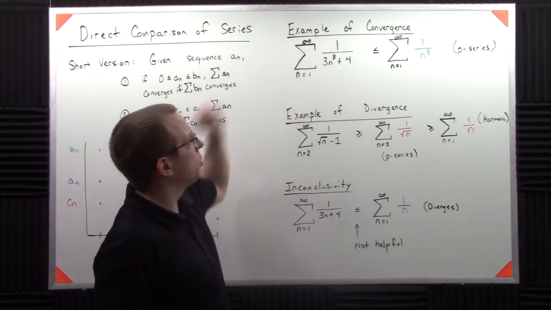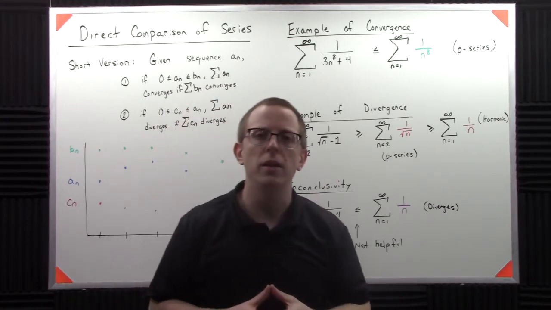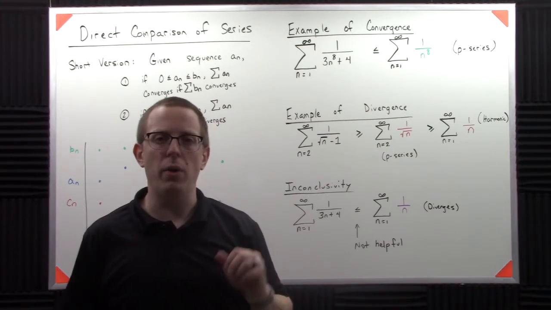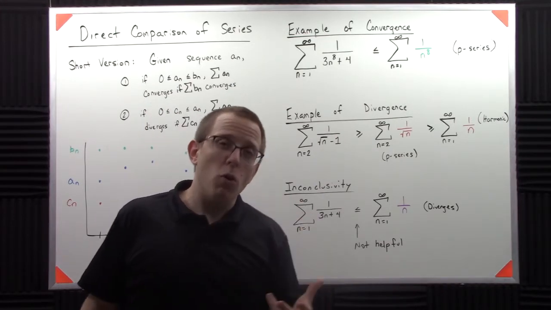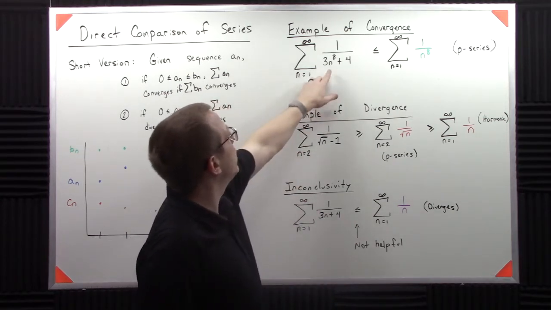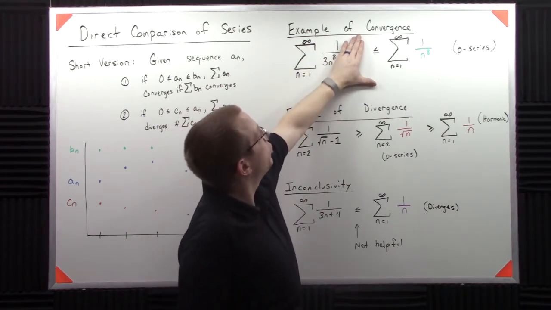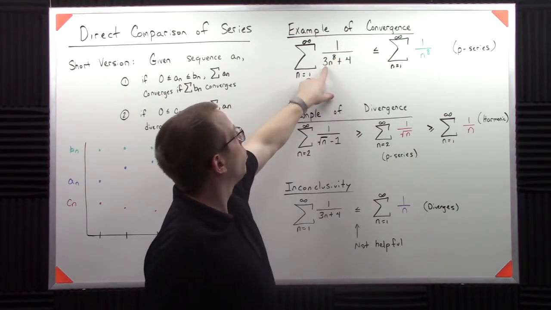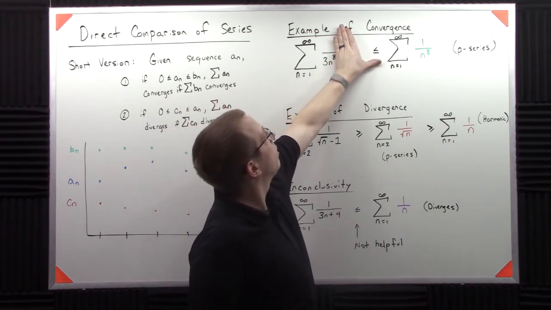One of the examples you can use: I've got the series 1 over 3n to the 8th plus 4. Well, that's not fun to evaluate. I could do the integral test here, and it wouldn't be so bad, but you can say, if I got rid of that 4 and just did 1 over 3n to the 8th, think about it. When n is equal to 1, this thing is 7, but this would only be 3, so this is 1/7 versus only 1/3.